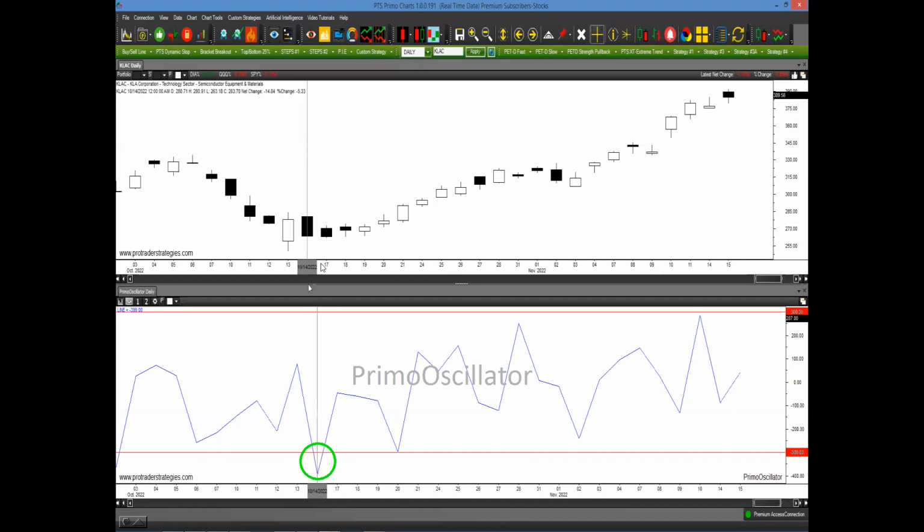The corresponding bar was right here on the 14th. And remember, the MACD told you to get long somewhere up here. So a full week or so in advance, the Primo oscillator told you that there was most likely an oscillator fluctuation and you should be looking for long setups, and you could have taken advantage of all that.